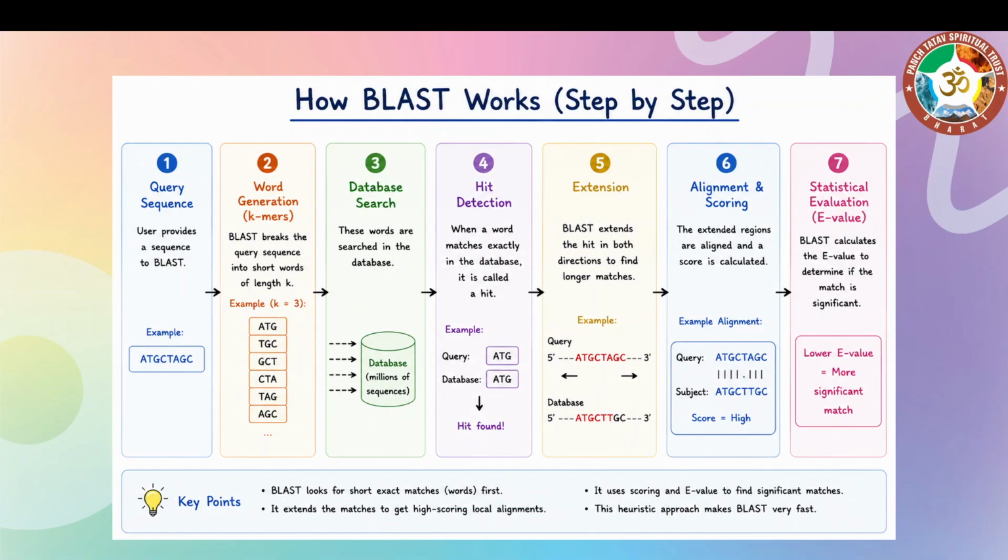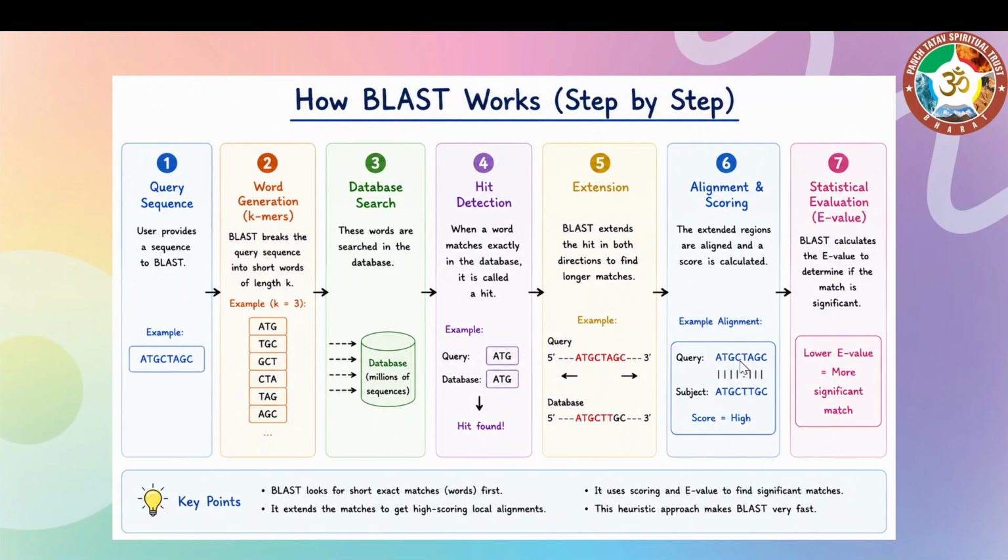Okay, so let's continue. Here we have understood till the step extension. Now, after extension, the next step is alignment and scoring. We already understand alignment and scoring from the previous algorithms. So after extension, BLAST performs the alignment and calculates the score. As we can see, A and A is a match, so a score will be given. T and T is a match, a score will be given.